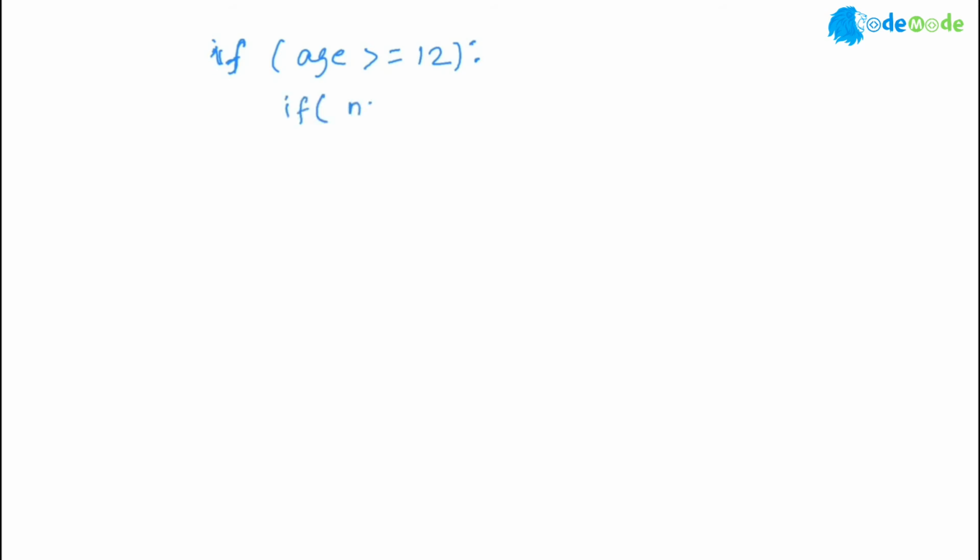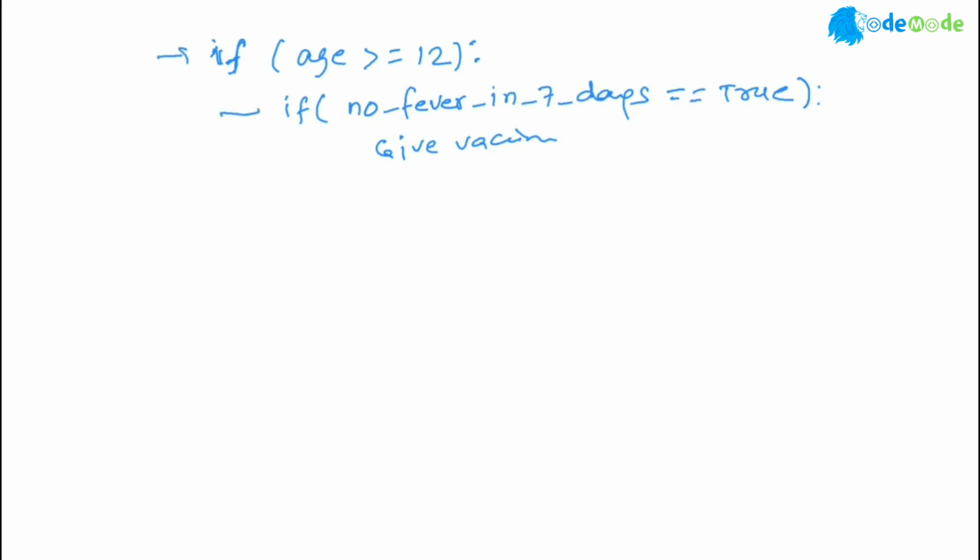So if no fever in 7 days, I created a variable, and this equal to true, then I want to give vaccination, right? So when you write this, you don't have to cover all if and else. It is perfectly fine to do this and like this. Now you can create if, and then inside if you create another block for if else. You can do else, and you say sorry, right?